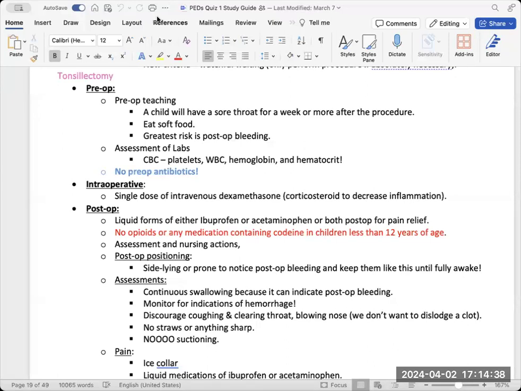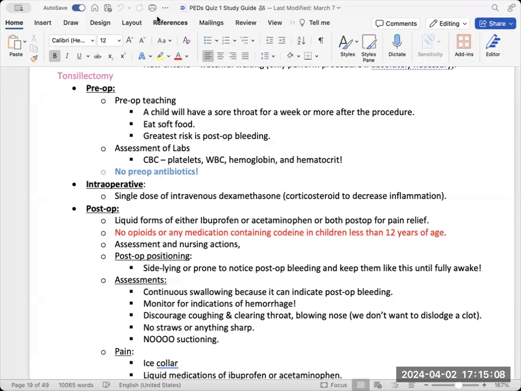So before the procedure, we need to get labs. We need to get a CBC. We want to look at their RBCs, their red blood cells, their hemoglobin, their hematocrit. We want to know what those levels are at baseline because they're at risk for bleeding, and we know if someone bleeds, those levels like hemoglobin and hematocrit are going to decrease. We also want to look at WBCs for risk of infections, and platelets, because platelets need to be normal so that if bleeding does occur, the body can naturally stop it.